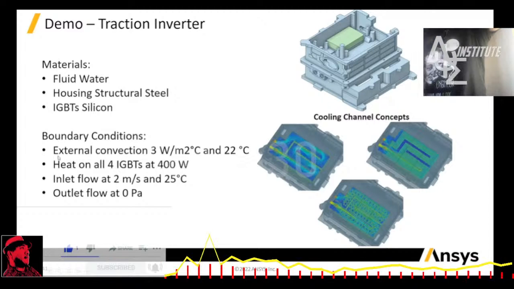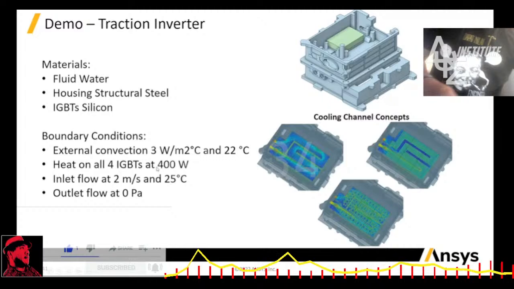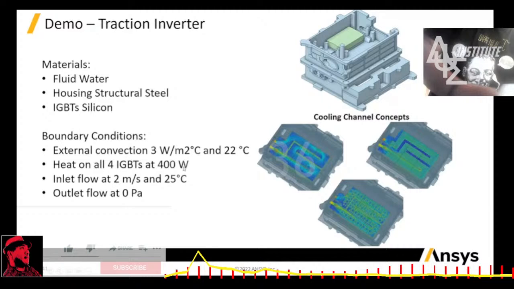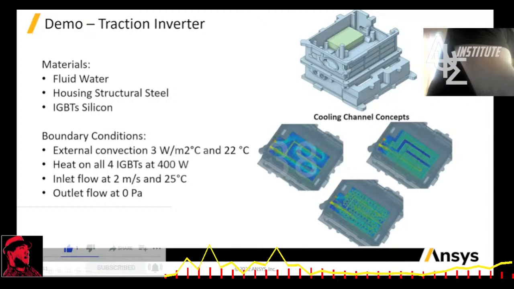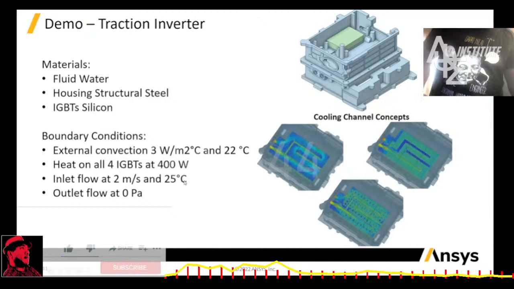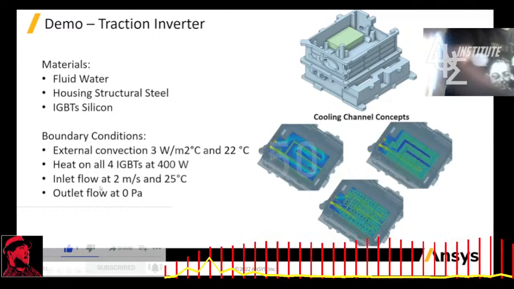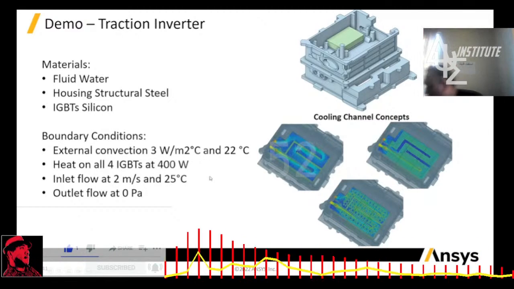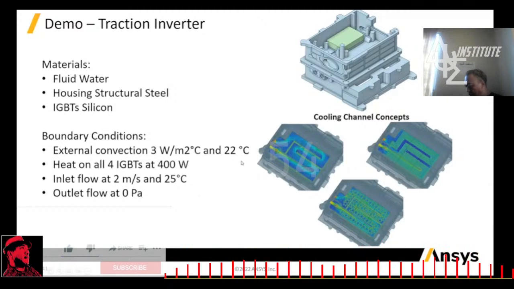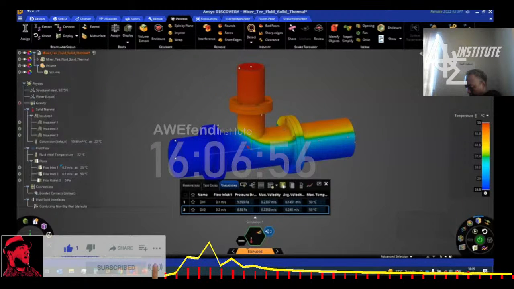Then we're going to set heat sources on all 4 of the IGBTs, equal to 400 watts, so 1,600 in total. And we're going to have an inlet flow at 2 meters per second and 25 degrees Celsius to cool the whole thing down. So that's our forced convection. And then we're going to have an outlet at 0 Pascal relative pressure. Good. So let me jump to that second demo.